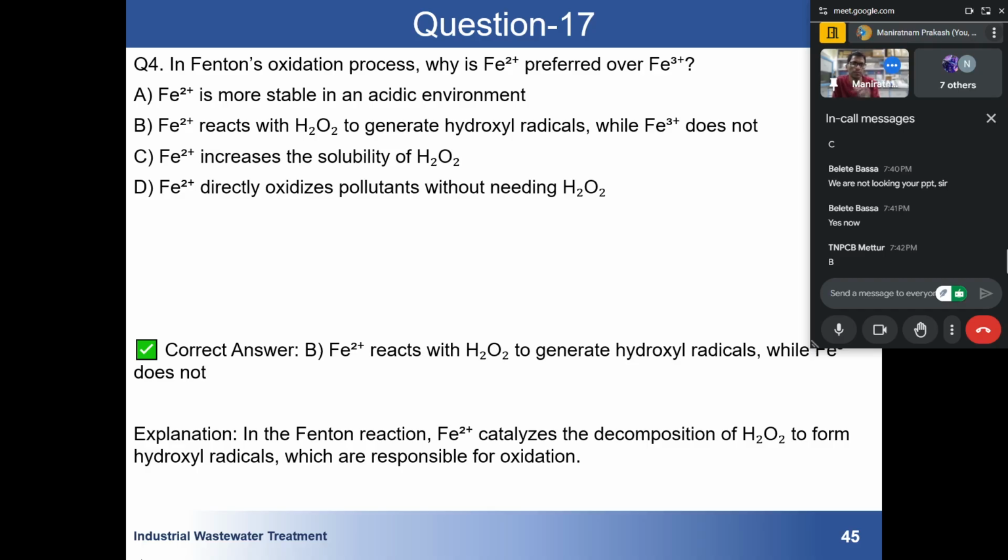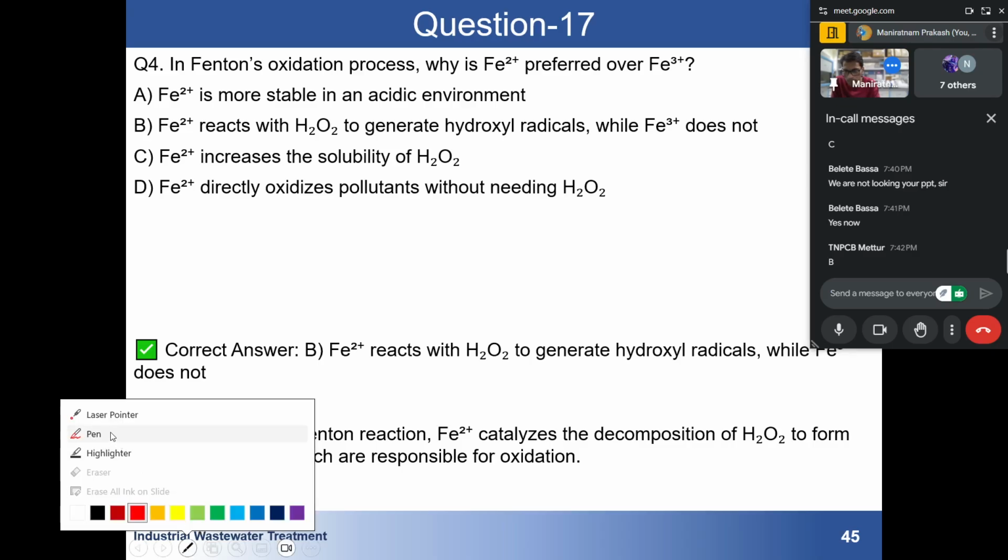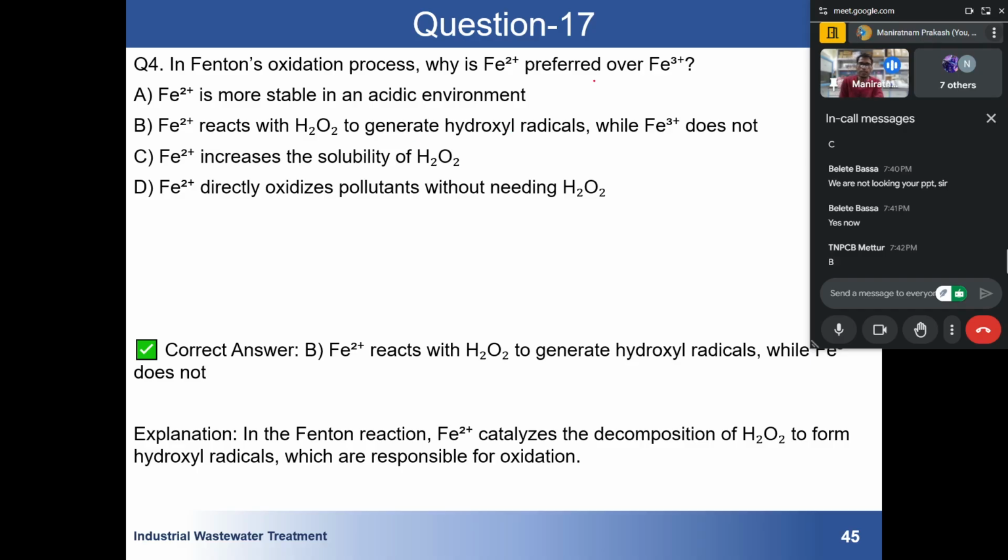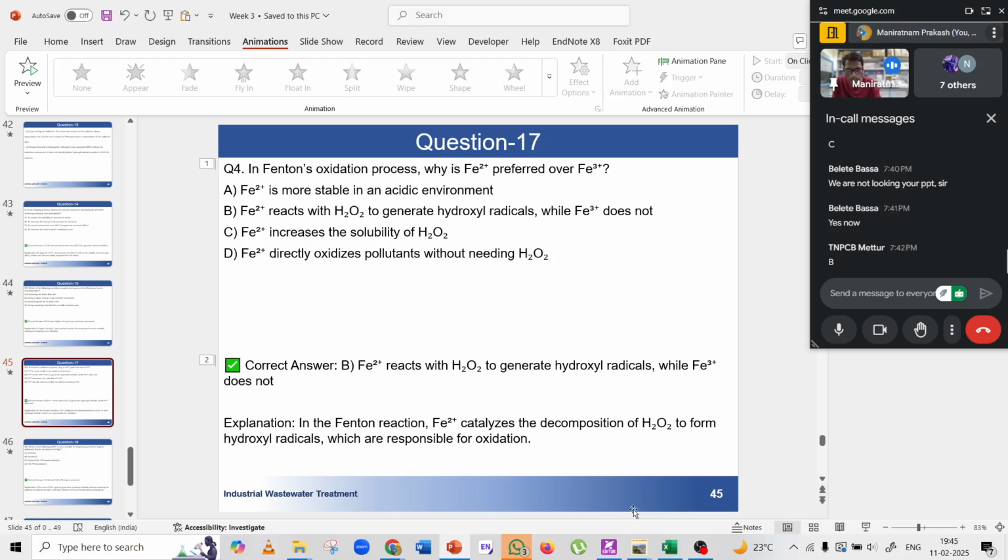Fe3+ itself does not exist so much. So why is Fe2+ preferred? Because it can easily react with H2O2. But Fe3+ does not react with H2O2, because if you look at the reaction, I will show you the reaction.